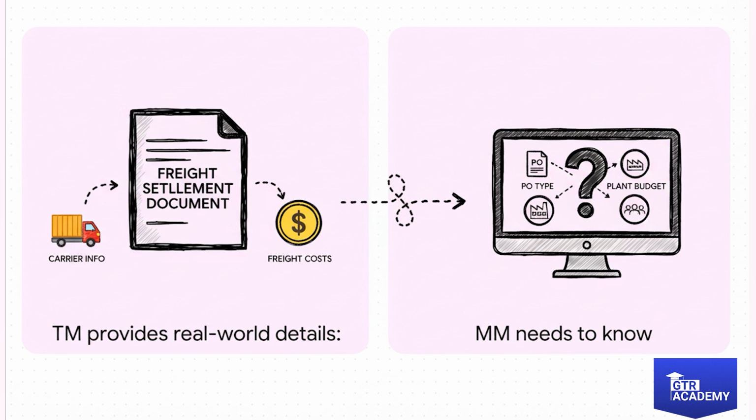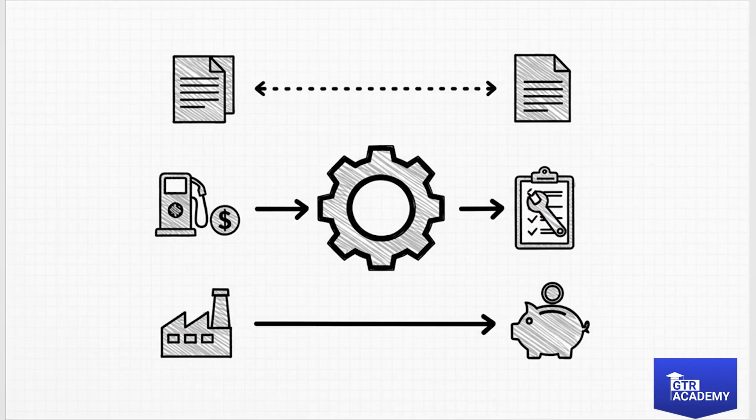Before I can pay this, I need to know, what kind of purchase order am I supposed to create? Which plant's budget is this hitting? And who's the purchasing group in charge here? And this is exactly where the TM configuration comes in. It's all about creating a super precise map.